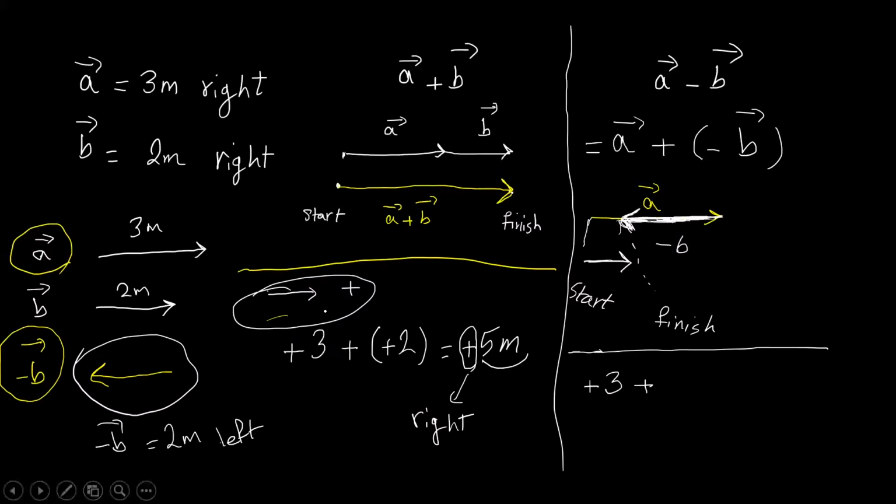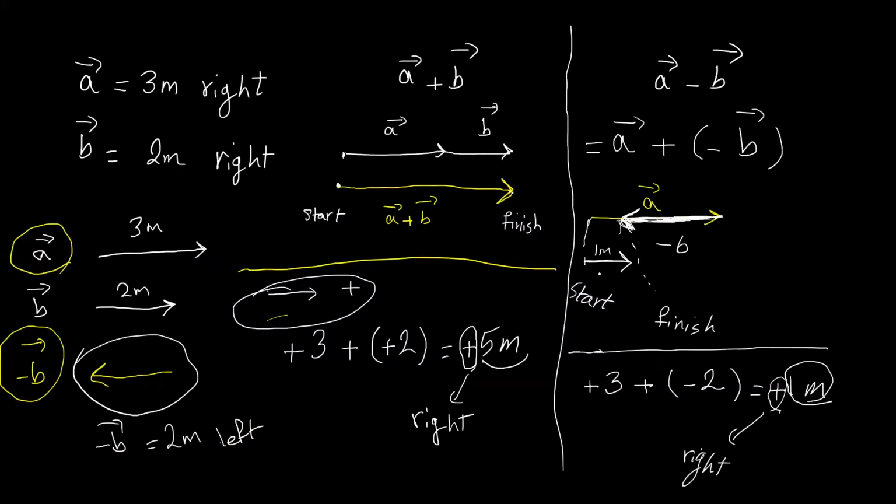As we said, right side is positive, so left is negative. So minus b actually is minus 2. The answer is plus 1 meter. 1 meter shows the magnitude of a plus minus b, or we can say a minus b, and positive shows that it is to the right direction.